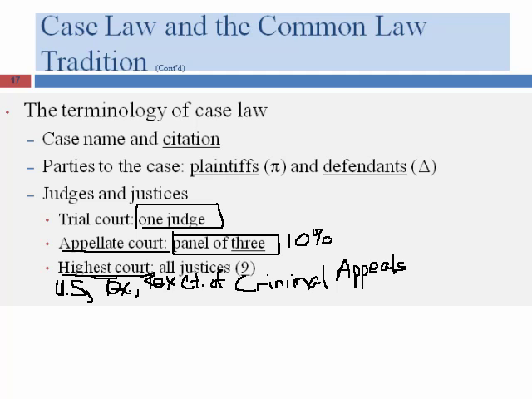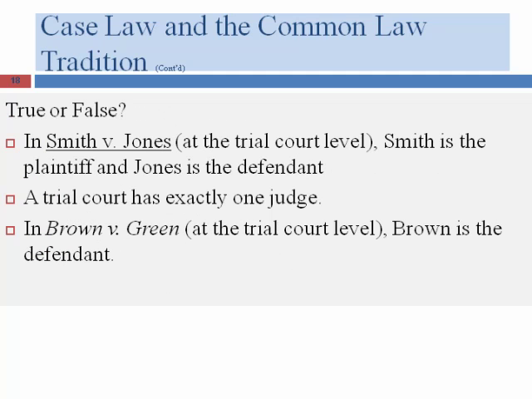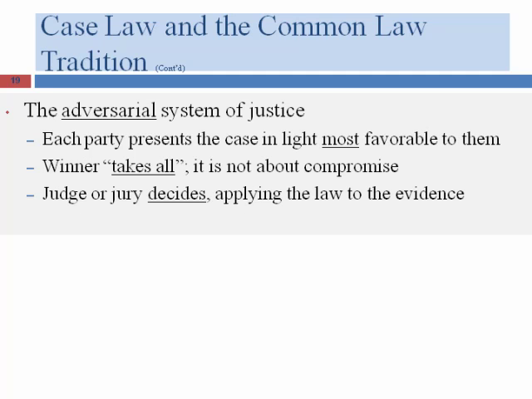So again, it's an odd number. So you can have a 5-4, 6-3, 7-2, 8-1, or 9-0 decision. And so this is the highest court, all the justices hear it. You, the appealing party, the appellant, are automatically entitled, as a matter of right, to your first appeal. But every appeal after that is at the discretion of that highest court. We'll learn more about this in subsequent parts of the case. And we'll go over these true-false questions in class.